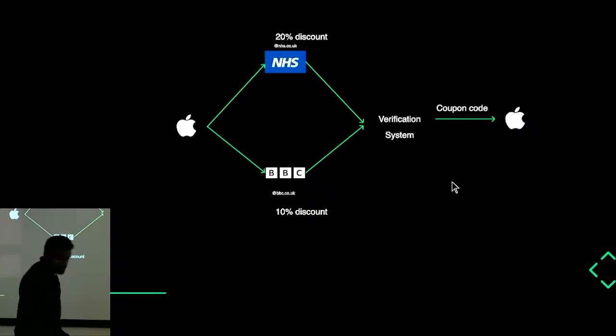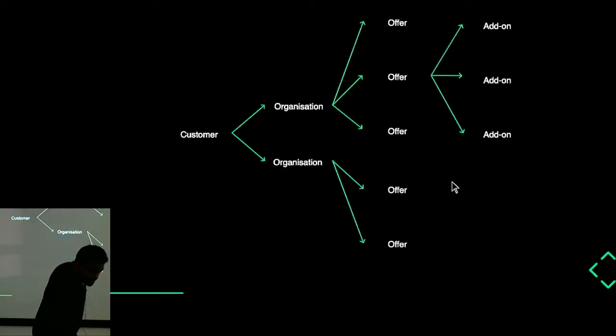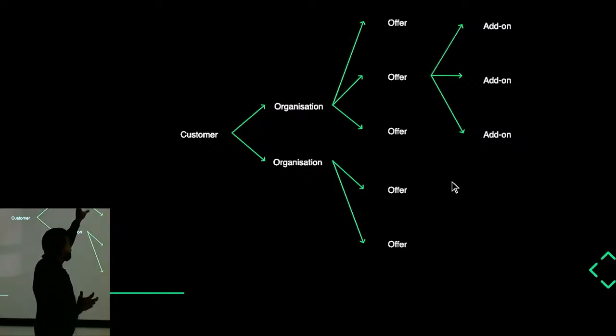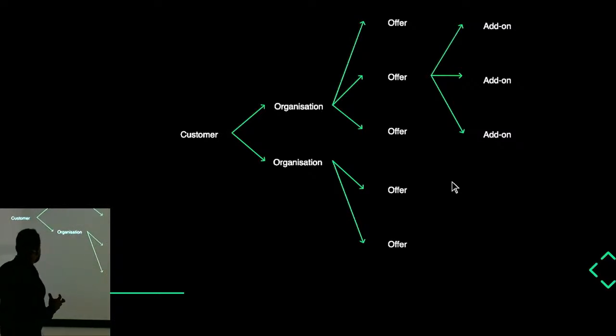The next slide, I think, makes things a little bit easier. Voila. So this is how it works. You have a customer, you come in, and then you have an organization. Each organization has a list of offers, and each offer has a list of add-ons. So for example, that organization is NHS. The NHS has 3 different offers based on the time that you come in.